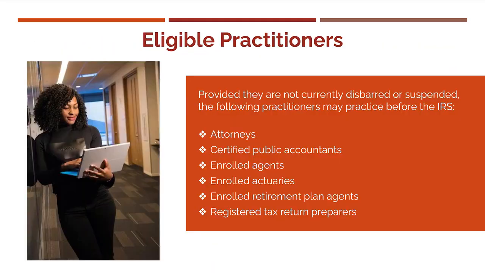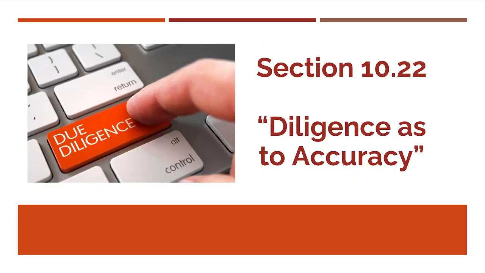Eligible practitioners. Circular 230 allows certain practitioners to practice before the IRS, provided they are not disbarred or suspended. Eligible practitioners include attorneys, certified public accountants, enrolled agents, enrolled actuaries, enrolled retirement plan agents, and registered tax return preparers. Diligence as to accuracy, Section 10.22.